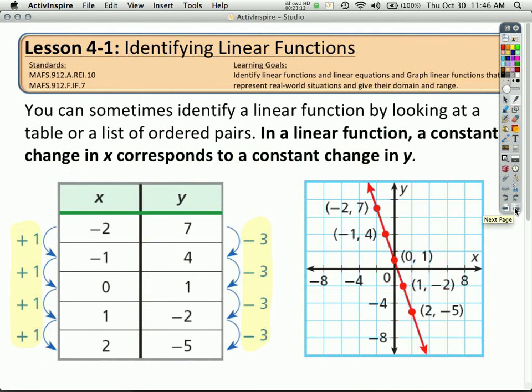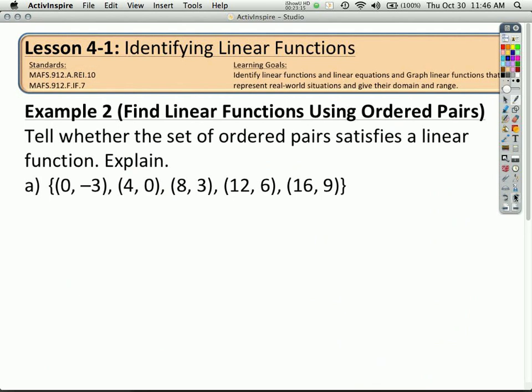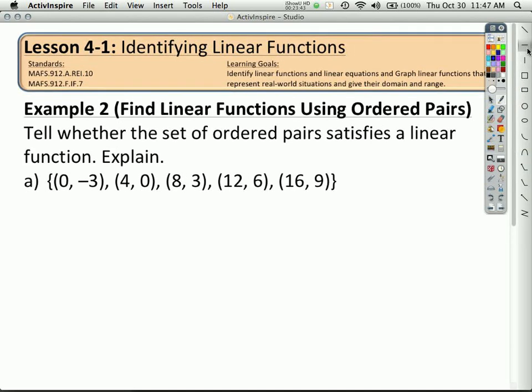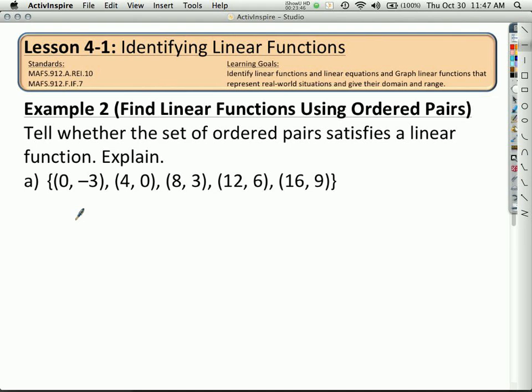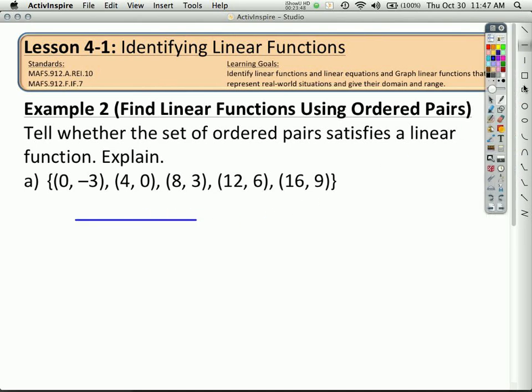So let's see how we can use this to analyze some situations. So, example 2. Tell whether the ordered pairs that I'm giving you will form a linear function. So, of course, write example 2. And you don't have to copy the instructions. And in fact, for part A, I don't want you to copy the set like it is. We're going to immediately change it into a form that will make more sense. We're going to turn it into a table so that we can analyze it.